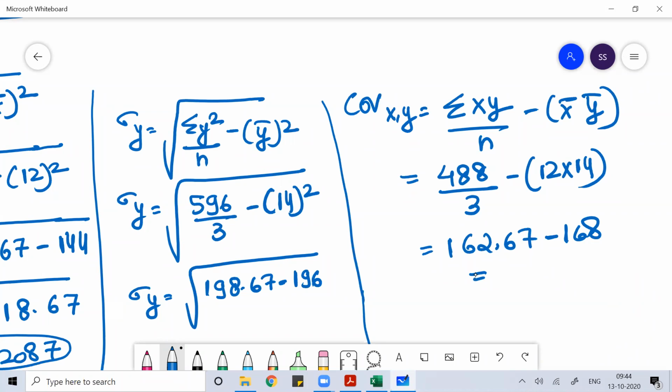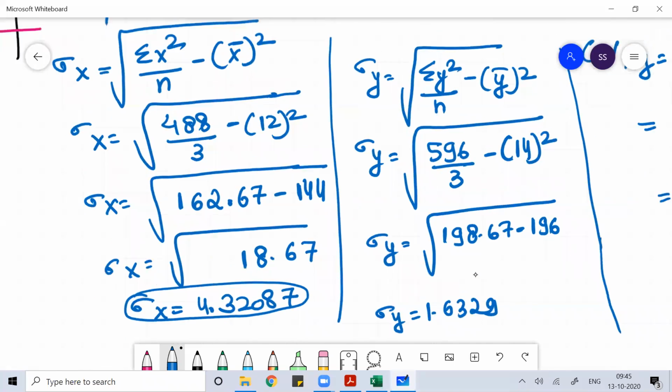So if you subtract this, 162.67 minus 168, you get minus 5.33. So this is the covariance between them, the covariance between the two stocks. So you can use this. You can get the answer like this.